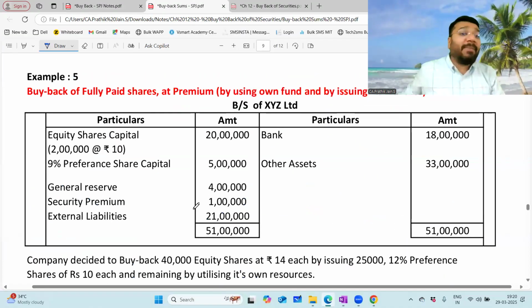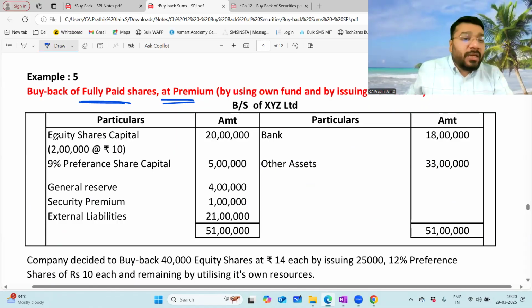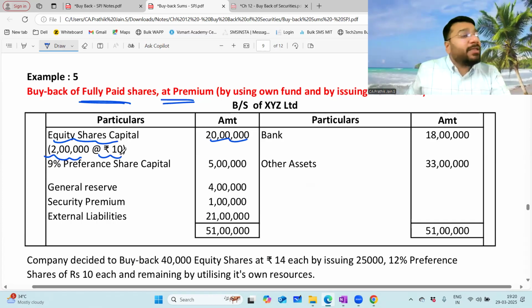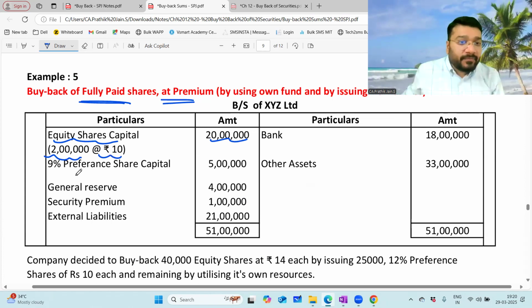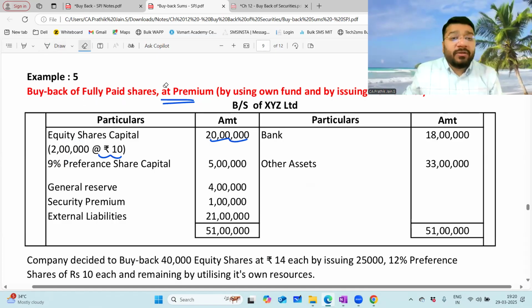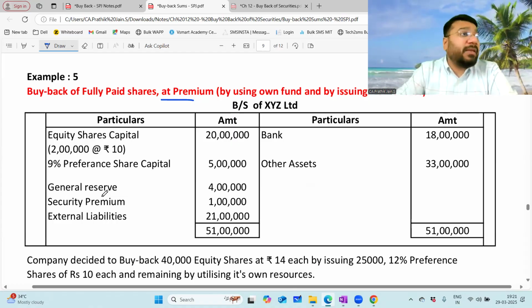Example 5. Buyback of fully paid shares at a premium. It's now at a premium. If you look at the question, equity share capital is 20 lakh. Description: 2 lakh shares at 10 each, meaning 10 face value, 10 fully paid. So this is fully paid equity share capital. Can I do the buyback here? Yes. 9% preference share capital, 5 lakh. General reserve, 4 lakh. Premium, 1 lakh. External liabilities, 21 lakhs. Assets: bank 18 lakh, other assets 33 lakh.